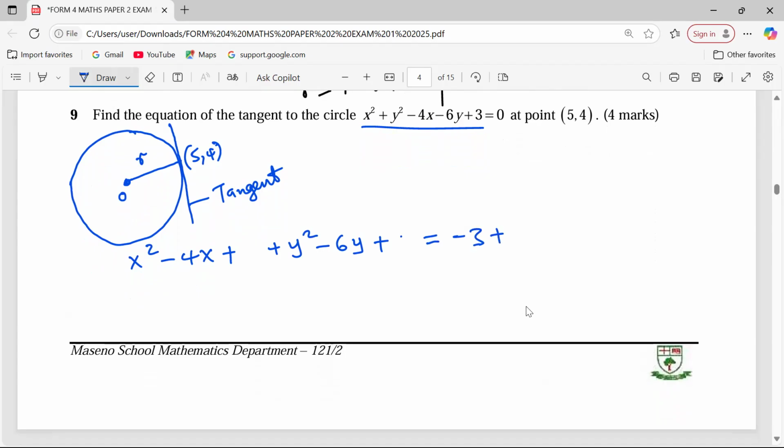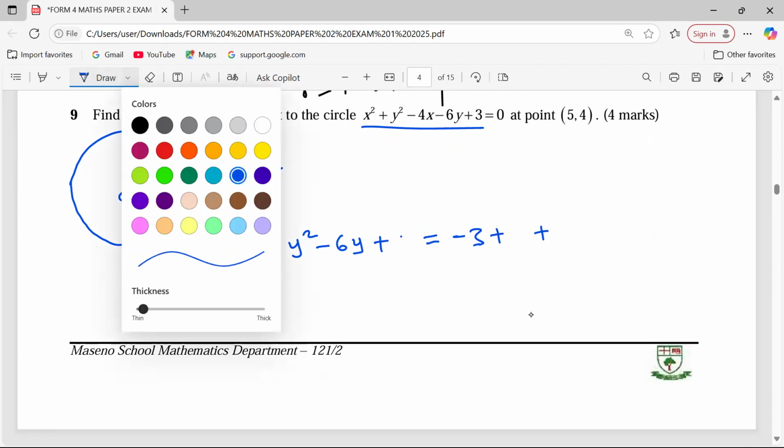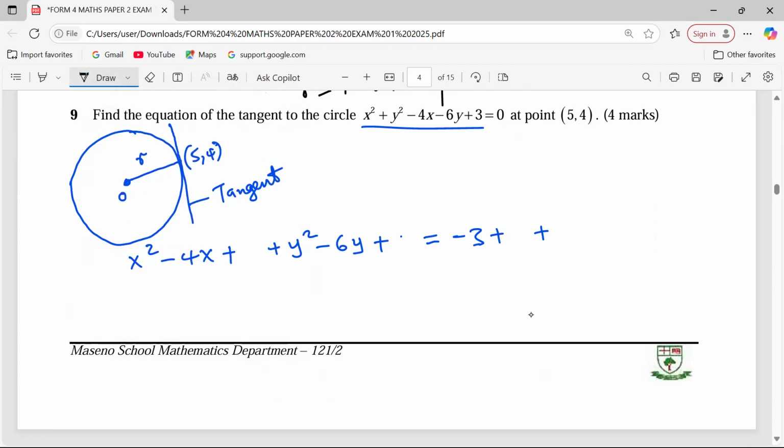Then we shall be adding the two constants for the y component and for the x component to make it a perfect square. Remember, our main interest is even the center, not even the radius. So for us to get the first constant here, we need negative 4 over 2 squared. That becomes 4. And we add 4 here. Then for the y, we need negative 6 over 2. We also square it. That becomes 9. So we add 9 to this point.